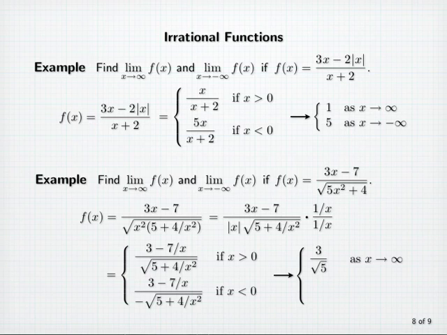Therefore, our function for negative x equals 3 minus 7 over x divided by minus the square root of 5 plus 4 over x squared. Now again, 7 over x and 4 over x squared each go to 0 as x goes to minus infinity, and therefore as x goes to minus infinity, f of x approaches minus 3 over the square root of 5.